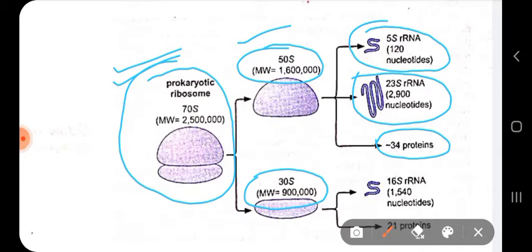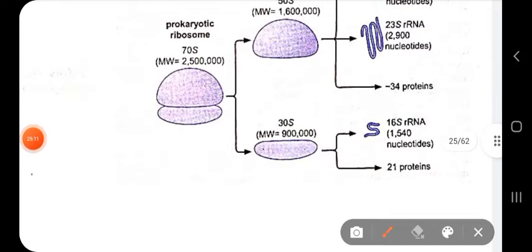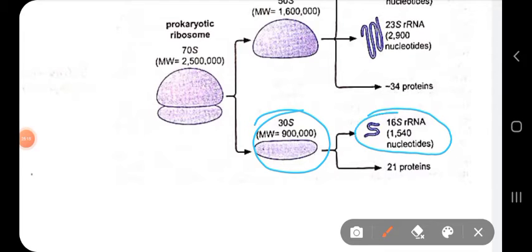34 different types of ribosomal proteins are found, whereas the small subunit is made up of 16S rRNA. This is a very important rRNA because it helps in binding or base pairing with the ribosome binding site found within the mRNA, and 21 additional proteins, which was not mentioned in my copy.